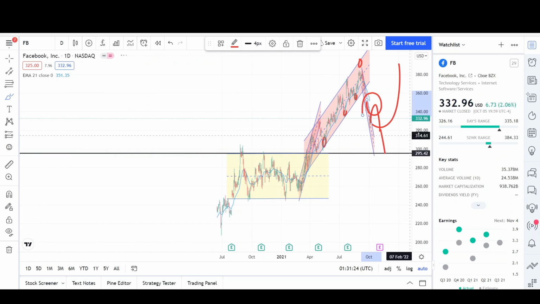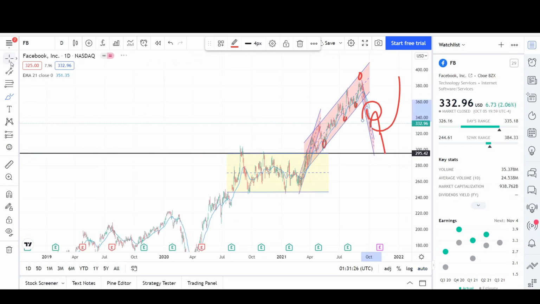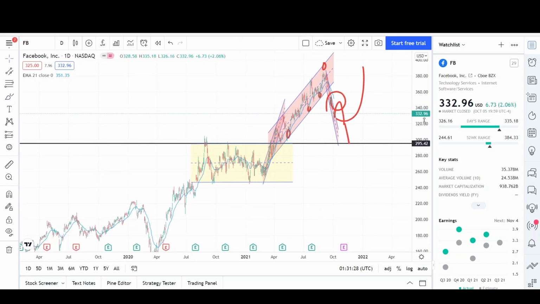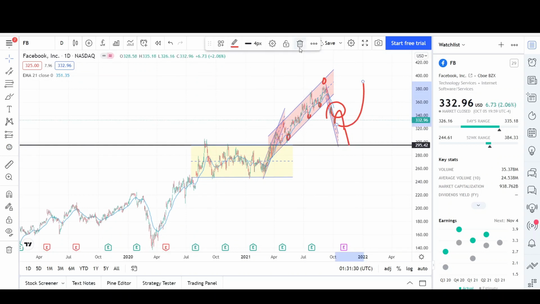If I zoom out a little further, you can see that prices pretty much made two legs up. Let me go and clear these drawings so you guys can see the chart a little clearer.